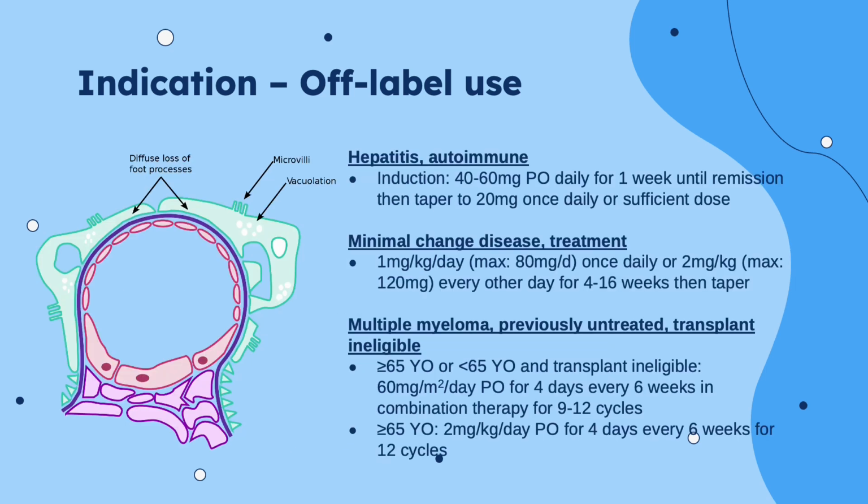For autoimmune hepatitis in induction, a dose of 40 to 60 milligrams orally once daily for 1 week or until biochemical remission is achieved, followed by a taper based on symptoms and lab values to 20 milligrams once daily, or a dose sufficient for maintenance of remission. Some experts initiate therapy at 20 to 30 milligrams once daily depending on severity of disease and tolerance to glucocorticoids.